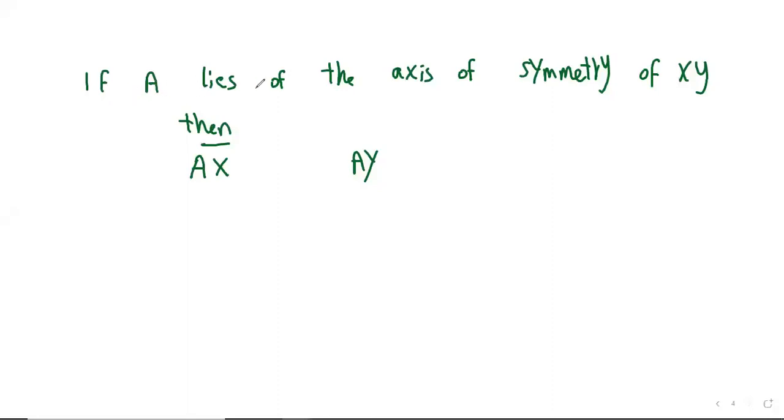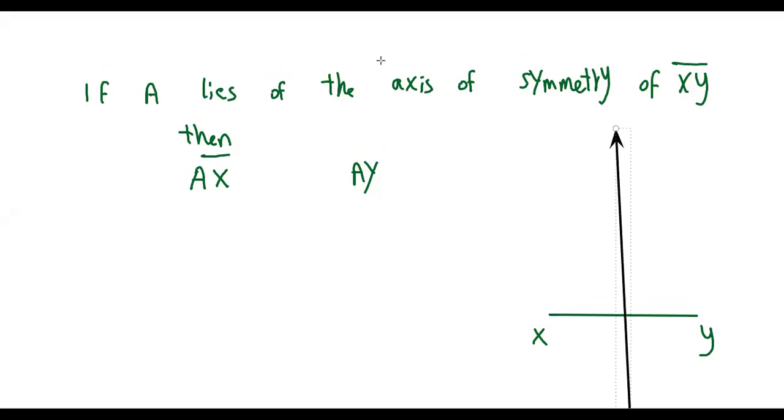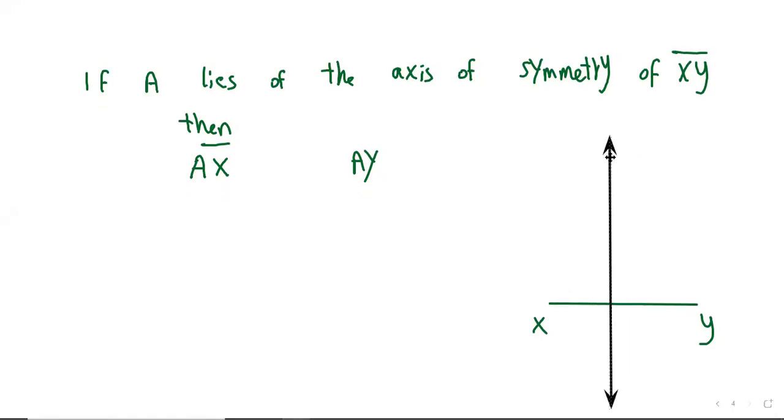If A lies on the axis of symmetry of XY, you should be familiar with the axis of symmetry. This is the line segment XY, okay? What is the meaning of the axis of symmetry of the line segment? The axis of symmetry is the straight line which is drawn perpendicular from the midpoint. This is the axis of symmetry of XY.